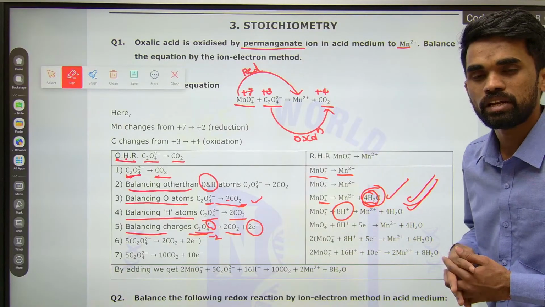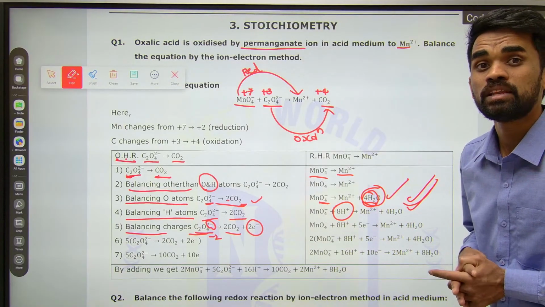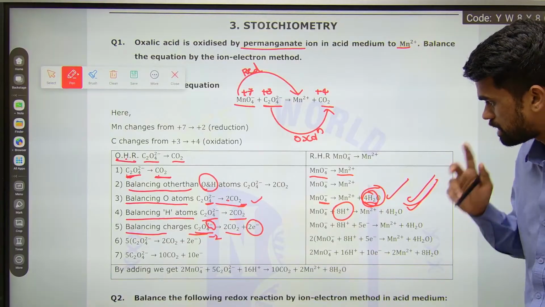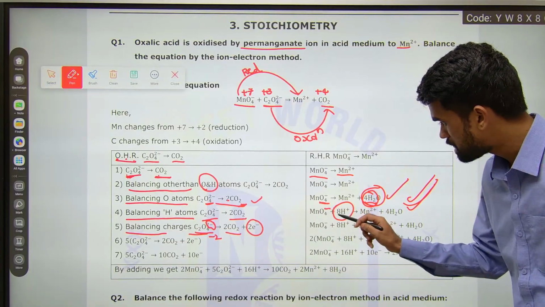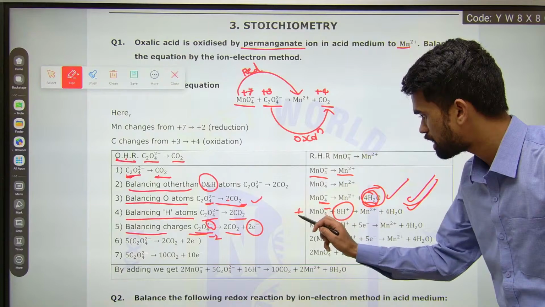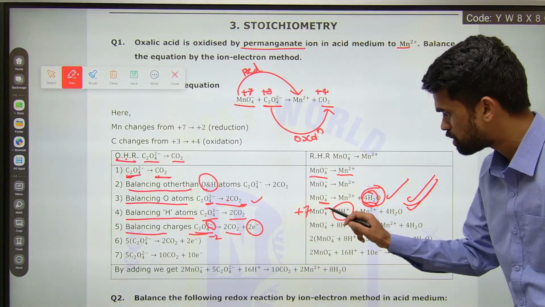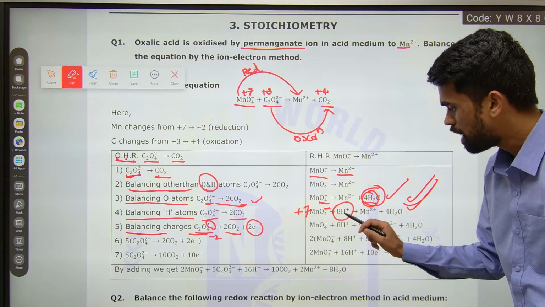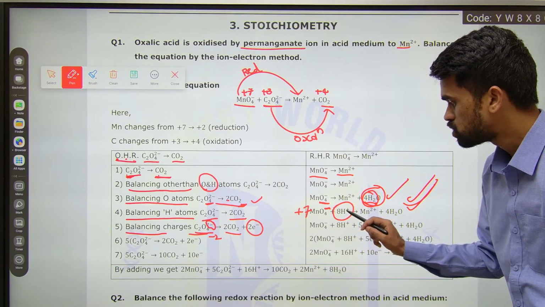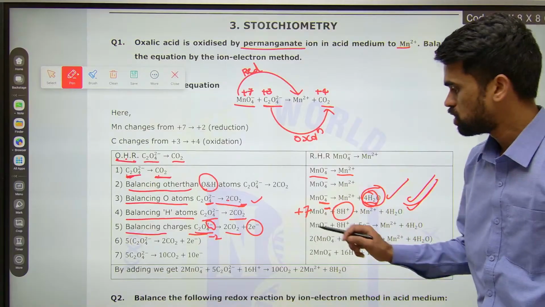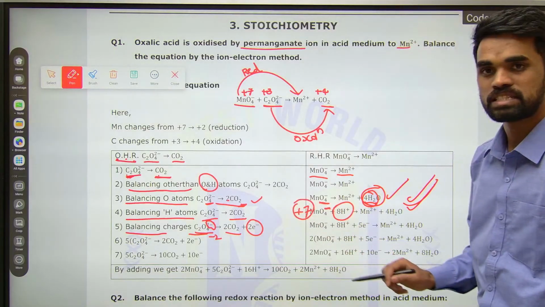Now what do we need to check for? We need to look at the charges. Now what is the charge here? We have minus 1 plus 8, so on the reactant side plus 7 charge is there. Why am I saying plus 7? Minus 1 charge on the permanganate ion and 8 H plus ions, so 8 plus charges and 1 minus charge. The remaining is plus 7 charges at the reactant side.